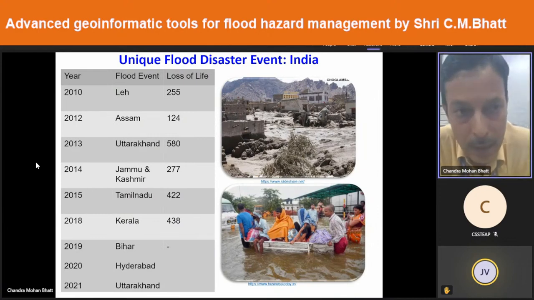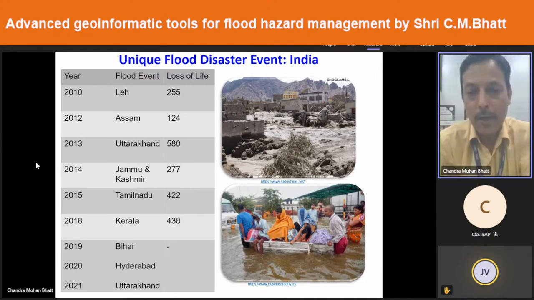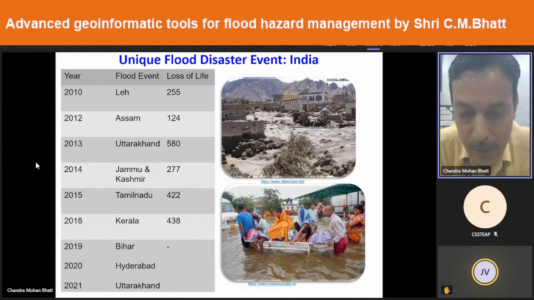Then, if we focus on the Indian side, every year each flood is unique in nature. Every year we are seeing a flood which is much different from the earlier floods that we have faced. And the intensity, the magnitude, and the severity, in all dimensions, it is unique, and it looks as if this is the most hazardous among all.